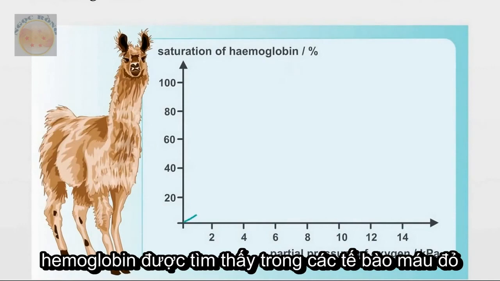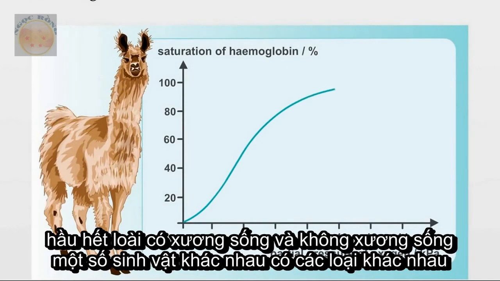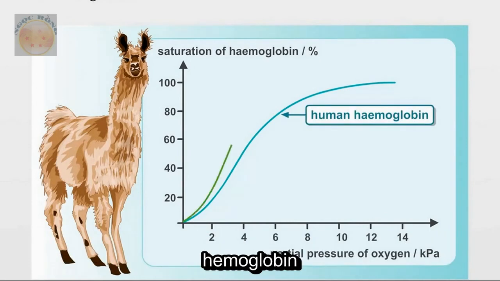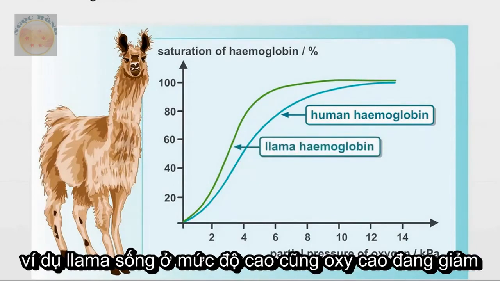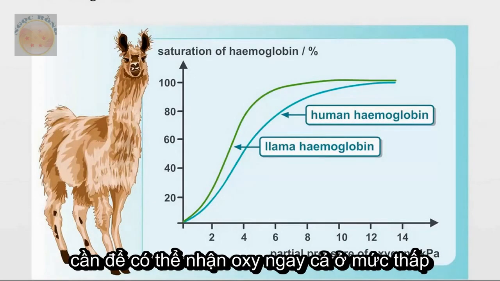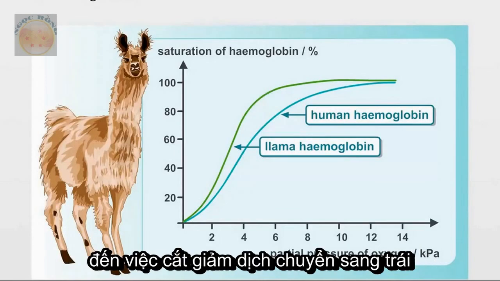Hemoglobin is found in the red blood cells of most vertebrates and some invertebrates. Different organisms have different types of hemoglobin, and their dissociation curves reflect this. For example, a llama living at high altitude, where oxygen levels are reduced, needs to be able to pick up oxygen even at low levels, so the curve shifts to the left.